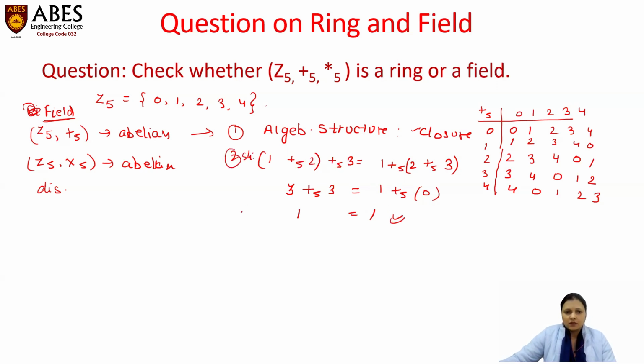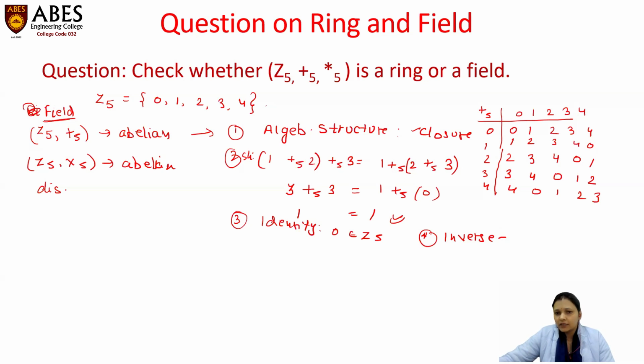Next, the third property is identity. The identity element for addition is always 0, and 0 belongs to Z5. So the identity element exists. The fourth property is inverse. We will check for inverse. The inverse of 0 is the identity element. By performing 0 addition modulo 5 between two zeros, we get the identity element. So 0 is the inverse of 0.